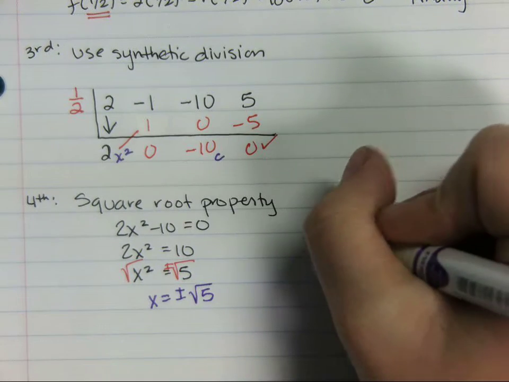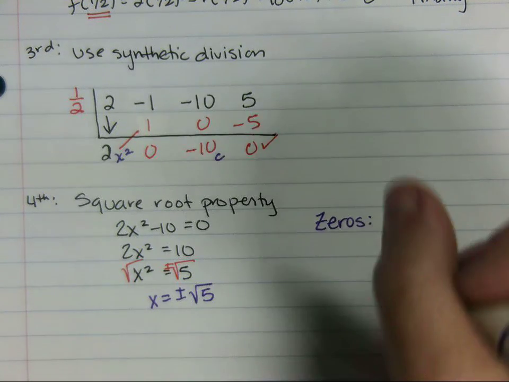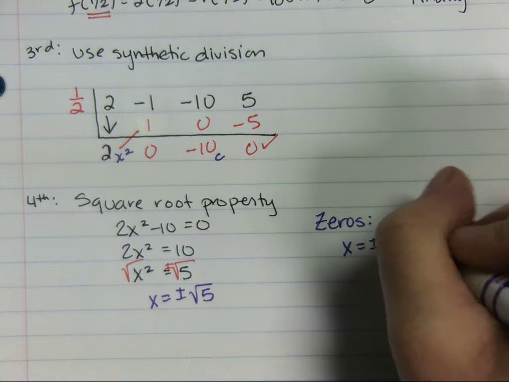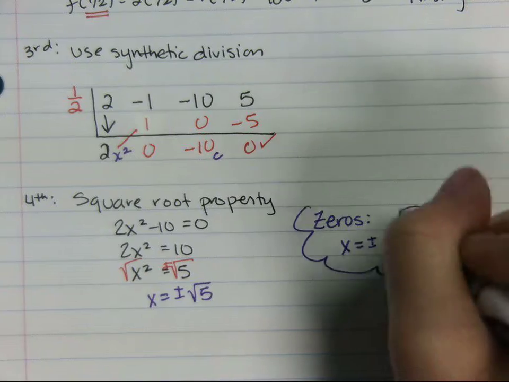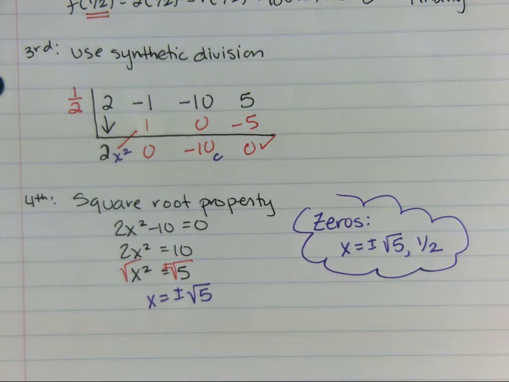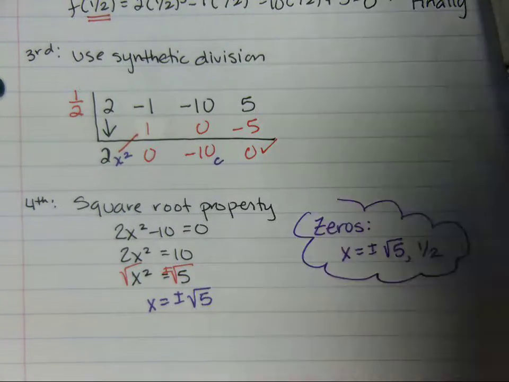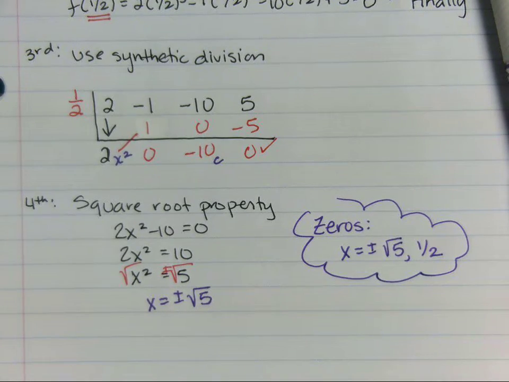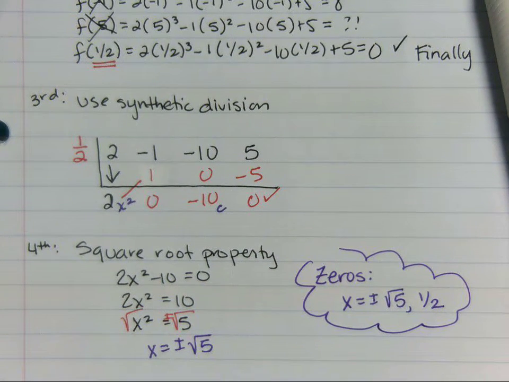If your job was only to find the zeros, and it did not say to factor completely, it just said find your zeros, I get the plus and minus root 5 that I just found, plus the half that I started my whole process with. So when you get down to that third step, if you have to do the quadratic formula, that's fine. If you can use the square root property, that's fine. Whatever you need to do.